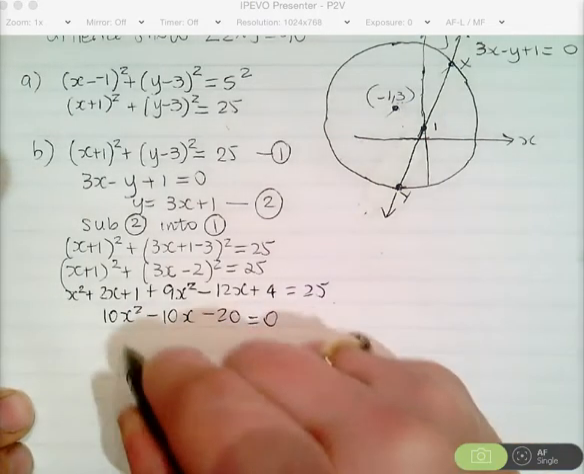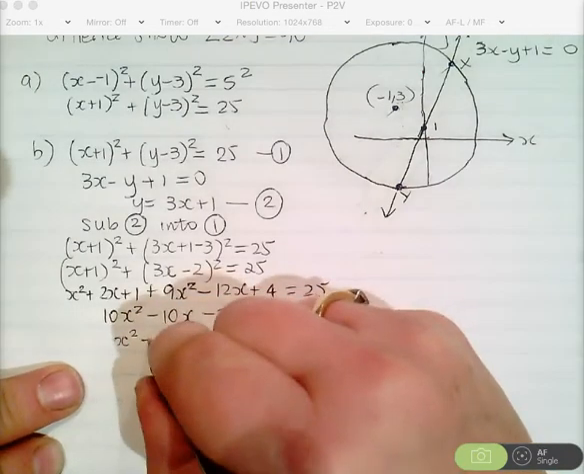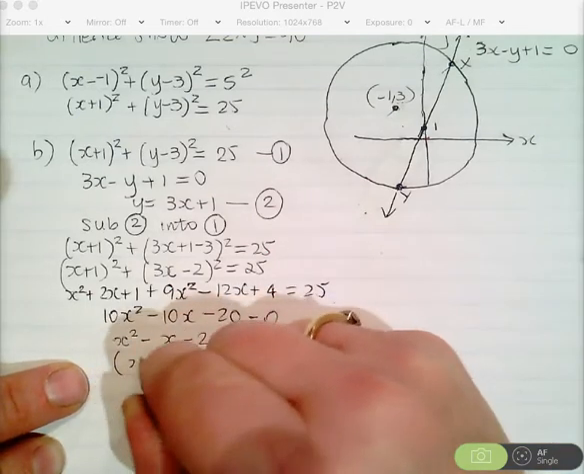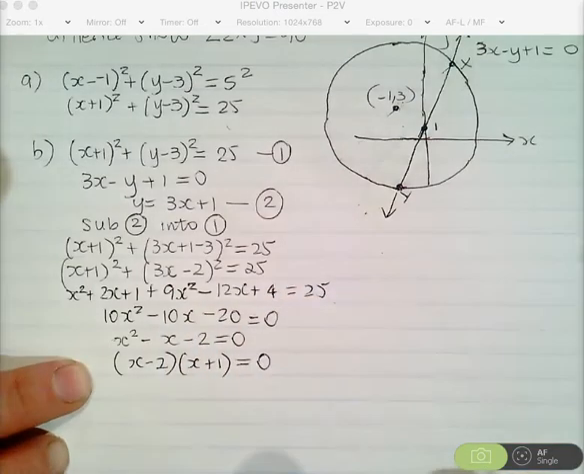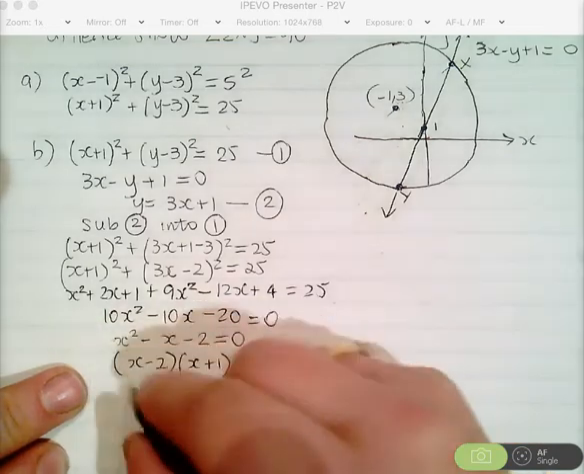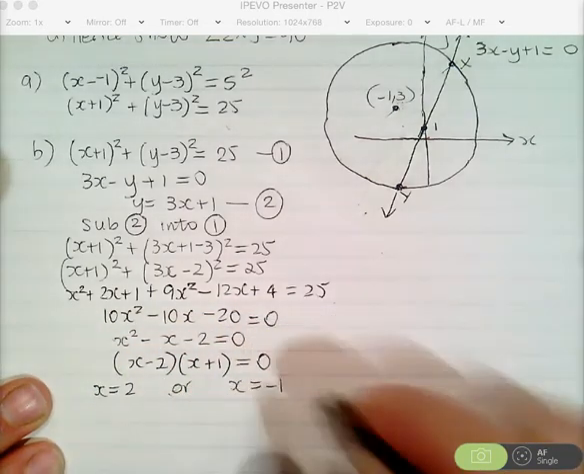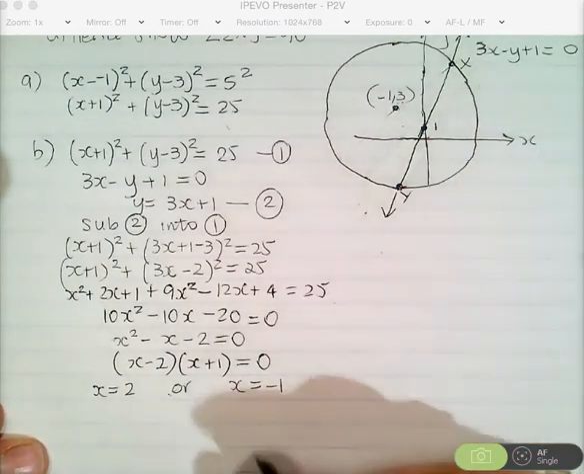Now these can all be divided by 10, so we're going to divide through by 10. We get x squared minus x minus 2 equals 0. This is easily factorized to be (x - 2)(x + 1) equals 0. And that's correct. And therefore we get that x equals 2 or that x equals -1. Okay, obviously the diagram's not drawn to scale.